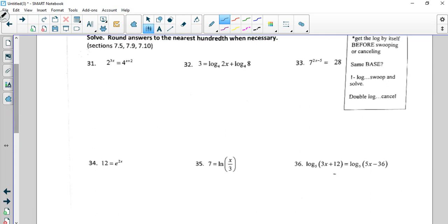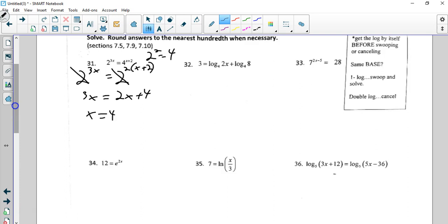So, easiest way to do this problem is to find a common base. This is 2 to the 1, so I leave it alone. This is 2 squared. Remember, I'm just taking the 4. It's like a game. You're substituting one player in for another. 2 squared is the same thing as 4. But I also have this x plus 2 up here. Now I have the same base, I can get rid of it. I'm left with 3x equals 2x plus 4 after I distribute my 2. Subtract 2x, I get x equals 4, and I'm finished.